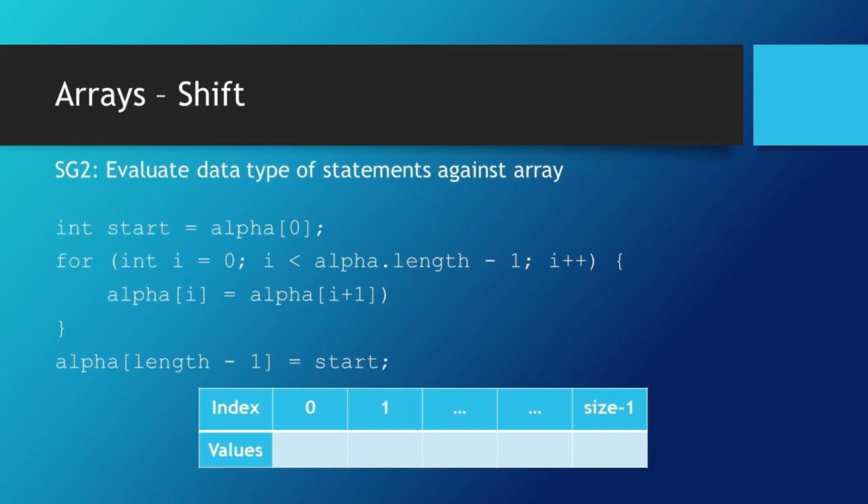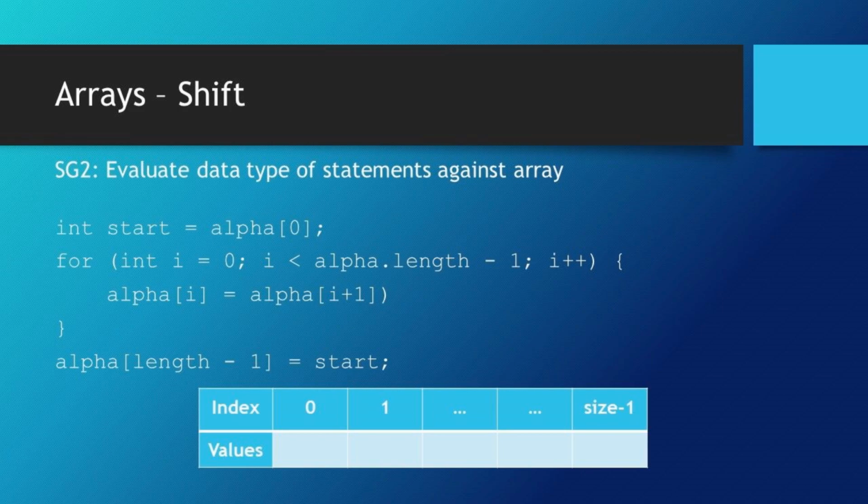For subgoal 2, we evaluate the data type of statements against the array. In this code, we have a reference to alpha sub 0 and a reference to alpha sub length -1. Both of those indices are valid, and both contain assignment statements with the integer variable start, so the assignment statements are also valid.